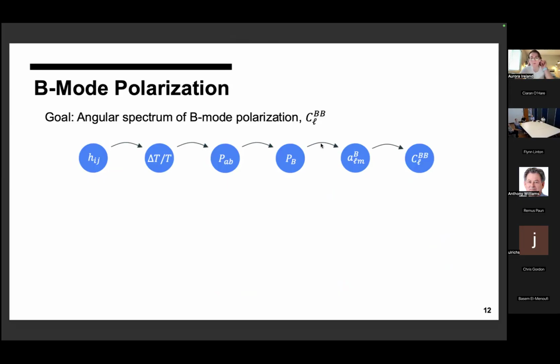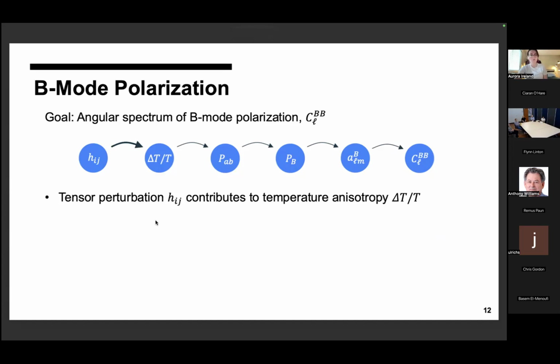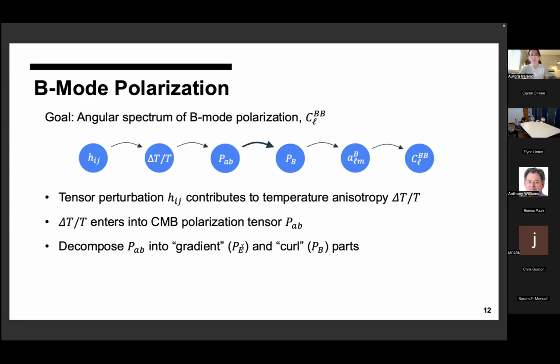The object that we ultimately want is these C_L^BB, the angular spectrum of B-mode polarization. We go through how to calculate this in gory detail in the paper, but I'll just sketch the ingredients that go into this here. So we have some tensor perturbation, and this is going to contribute to the temperature anisotropy. The temperature anisotropy enters into the CMB polarization tensor, which in general you can decompose into these gradient and curl parts, and we're going to focus on the curl parts.